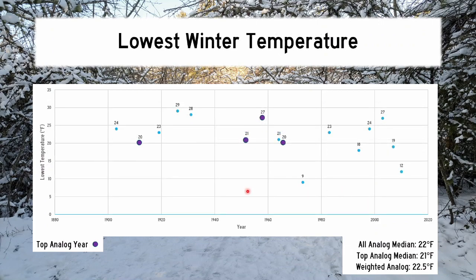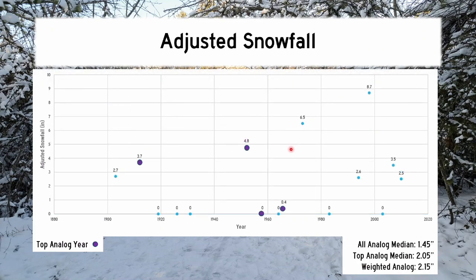Lowest wintertime temperature, the all analog median was 22 degrees, the top analog median is 21 degrees, and the weighted analog is 22.5 degrees, all of which are about the same as they were previously, with the exception of the weighted analog. Adjusted snowfall, the all analog median has actually gone up slightly to 1.45 inches. The top analog median and the weighted analogs both went down to just a titch above 2 inches.